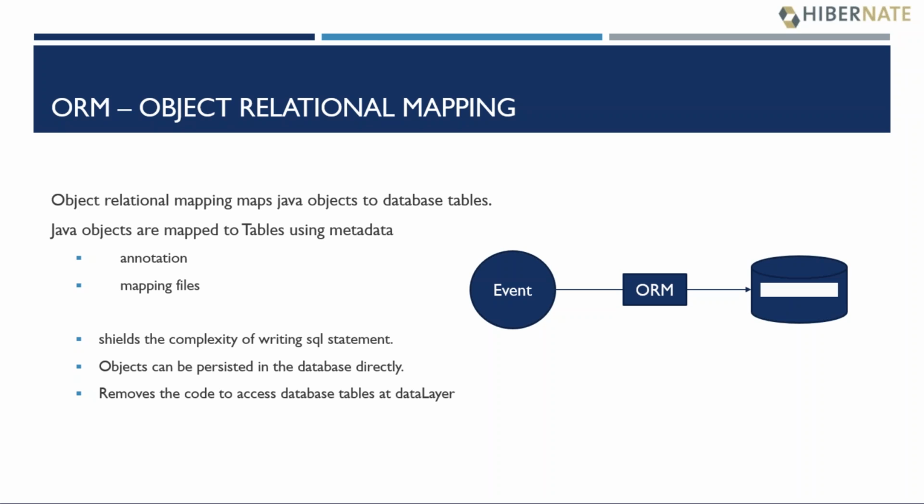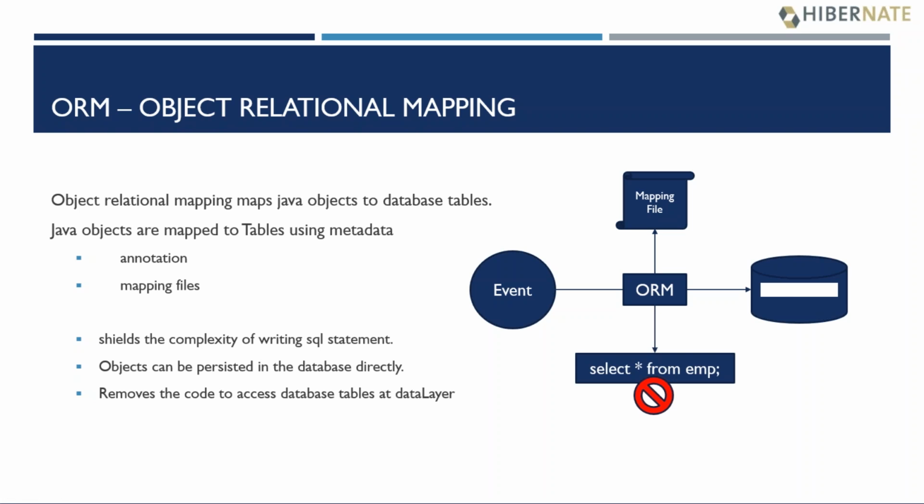So we take help of a file that is called a mapping file in order to map an object to the table in the database. I repeat, the object relational mapping framework will take help of a mapping file that will help you map an object to the table in the database.